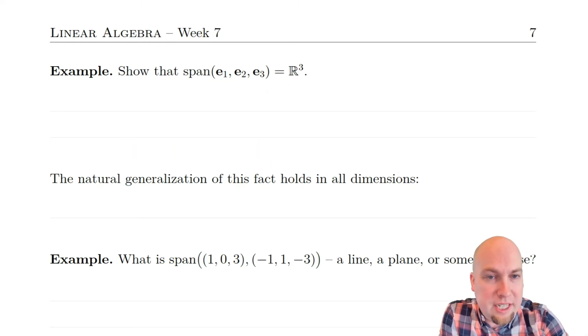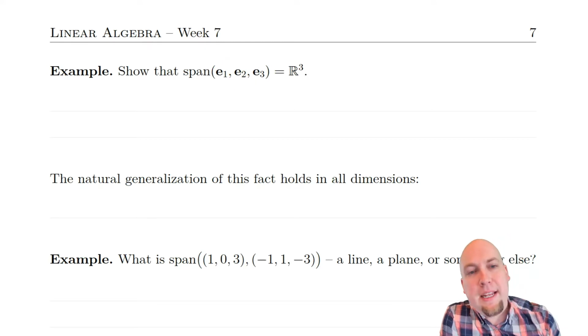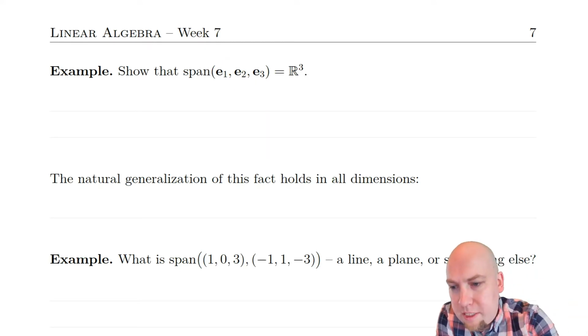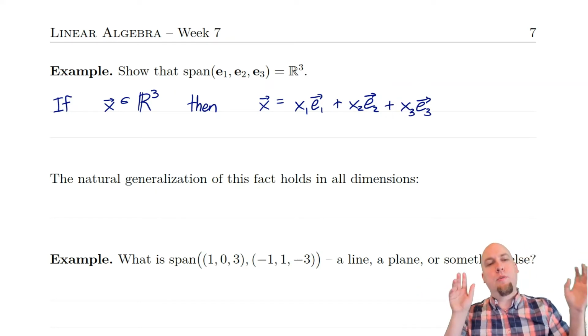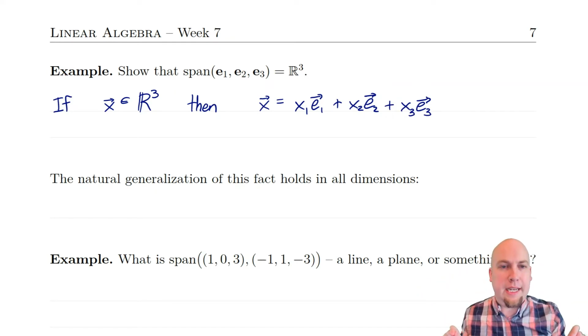Remember, e1 is the vector 1, 0, 0. The vector e2 is 0, 1, 0. And e3 is 0, 0, 1. So the subscript just tells you where the 1 is in the vector. Let's show that the span of those is all of R3. And this goes all the way back to something that we did way back in week 1. We talked about how you can write any vector as a linear combination of these standard basis vectors.